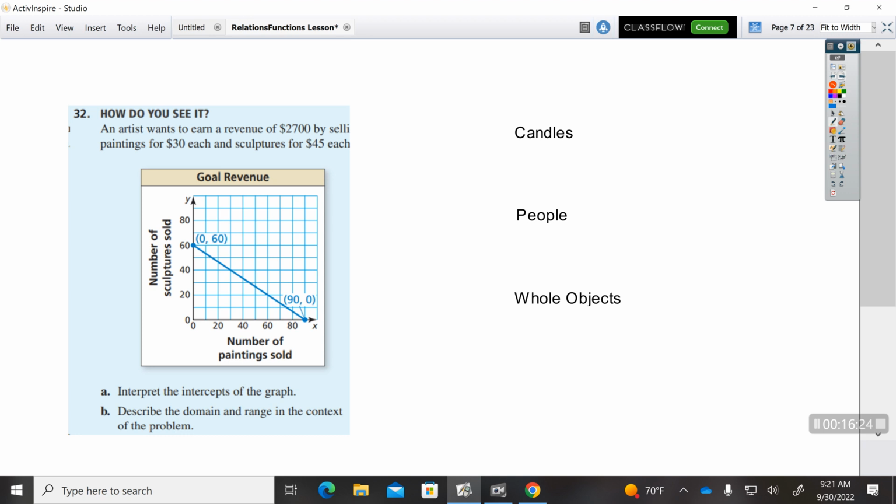All right, so look at this page. This page is extremely important. Domain and range is important. So I just want to show some context here. All right? Domain means all possible x values. Are you with me? So let's say x represents candles. And all he has is 50 candles to sell.